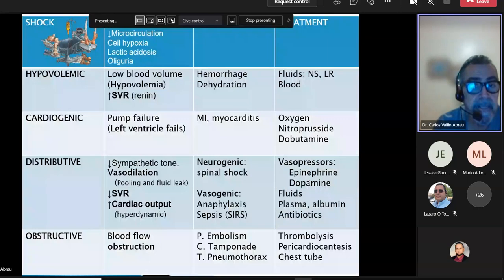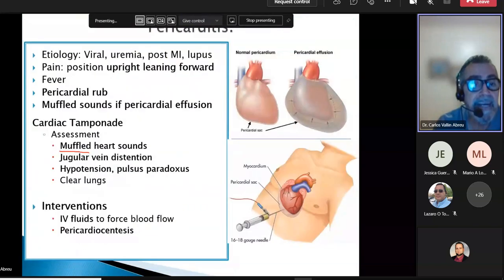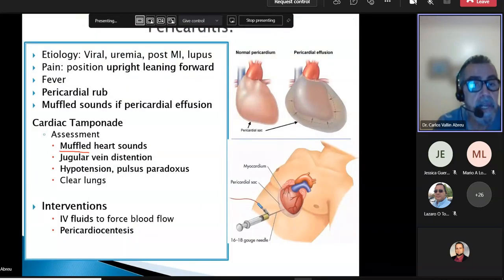So that's why this detail is important: you don't expect crackles, clear lungs. Makes sense? So what is the life-saving intervention? Pericardiocentesis. What is that? It is the introduction of a needle, catheter, etc. in the pericardium to extract the fluid.